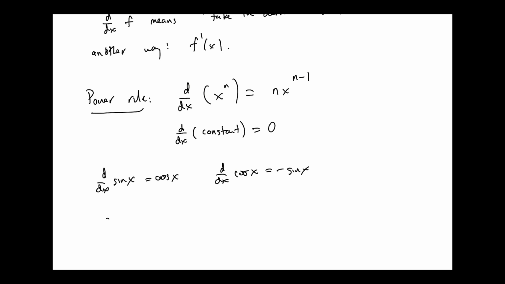E to the x is a special function because it is its own derivative. There are only two functions that have that property, e to the x, and what's the other one? Not quite. 0, which is a rather uninteresting function in comparison to e to the x. Okay, and then natural log. What's the derivative of that?